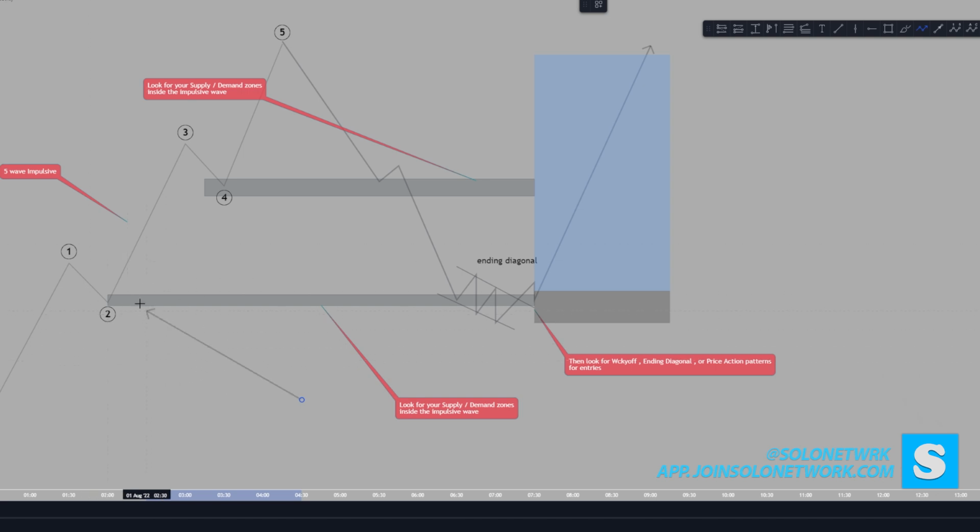In that pullback, that correction, this is what you will start seeing. You will start seeing manipulation. You will start seeing consolidation. You will basically see order flows of prices not really going anywhere, creating equal balance. And within that is what we call unbalance, and that's where we start to see supply and demand and so forth.